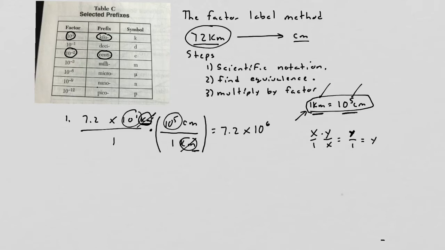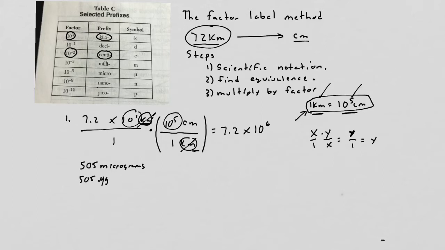Let's do one more to make sure we understand how this works. So let's say we were given a microgram. Let's say you had 505 micrograms. And the symbol for that, by the way, is... I always don't know how to write this. Okay, I'm terrible at that.